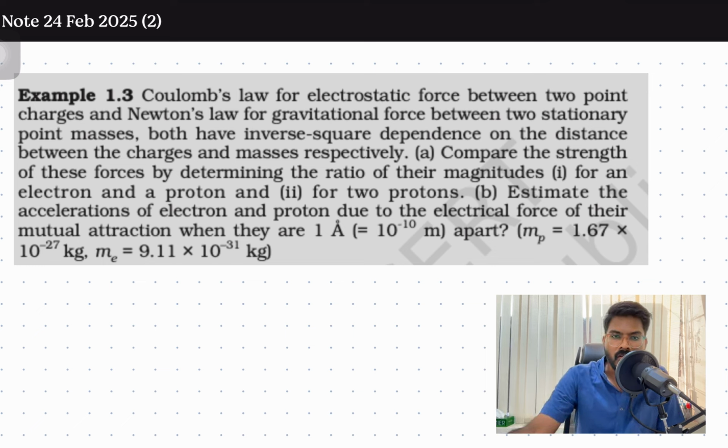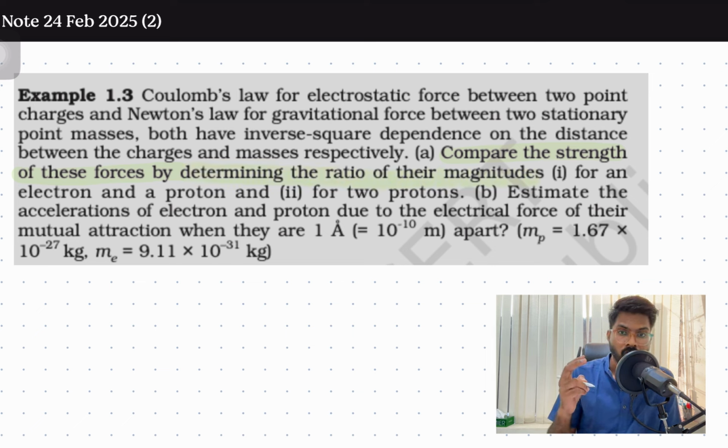It says, Coulomb's law for electrostatic force between 2-point charges and Newton's law for gravitational force between two stationary point masses both have inverse square dependence on the distance between the charges and the masses respectively. This is what we are expected to do. Number 1, compare the strength of these forces by determining the ratio of their magnitudes.